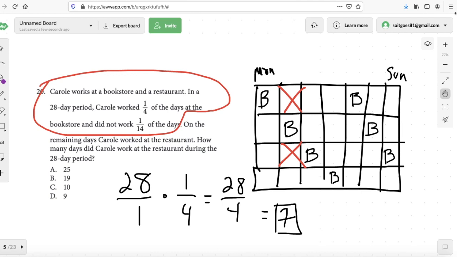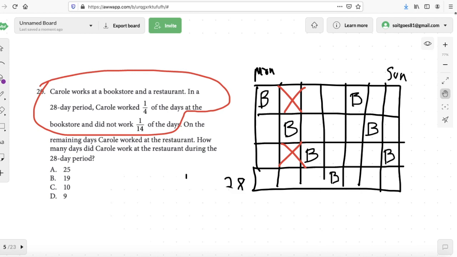Now again, we could do the math operation. Let's do it. If we want to find 1/14 of something, what do we do? If we want to find 1/14 of 28, what do we do? We do 28 over 1 times 1 over 14. There you go. Multiply across the numerator and denominator. What do we get? 28 times 1 is what?